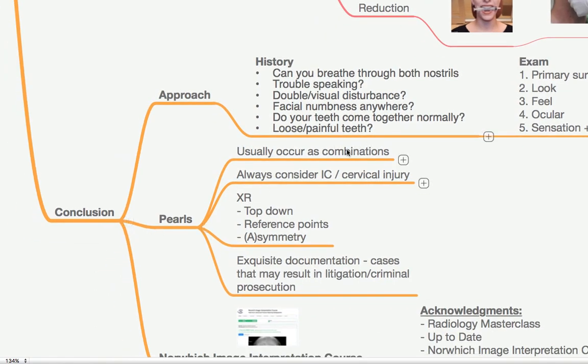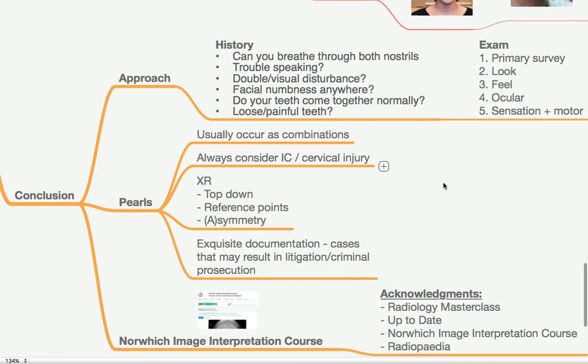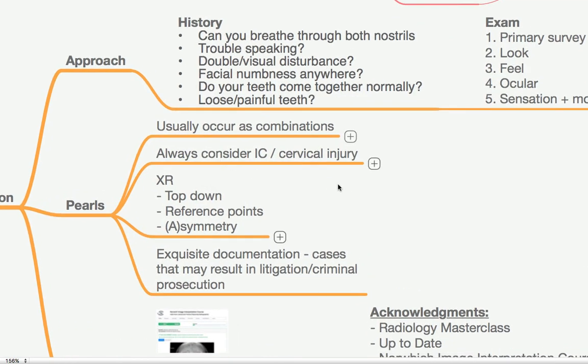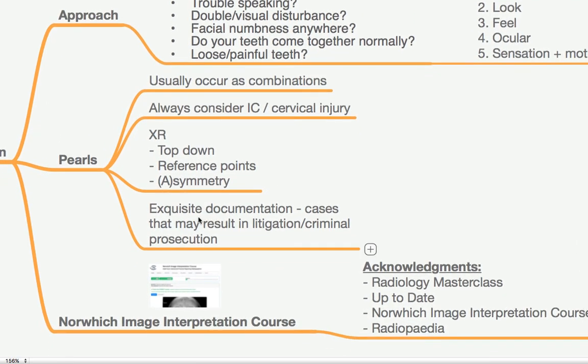Some pearls to take away. All of these sorts of injuries usually occur as combinations, rarely just individually. Always consider intracranial or cervical injury. Use things like the NEXUS criteria if you need to clear the cervical spine. X-rays, utilize a top-down approach. Use your reference points very astutely and look for any signs of asymmetry. Make sure you document extremely well because some of your notes may be used in cases of criminal prosecution or litigation.